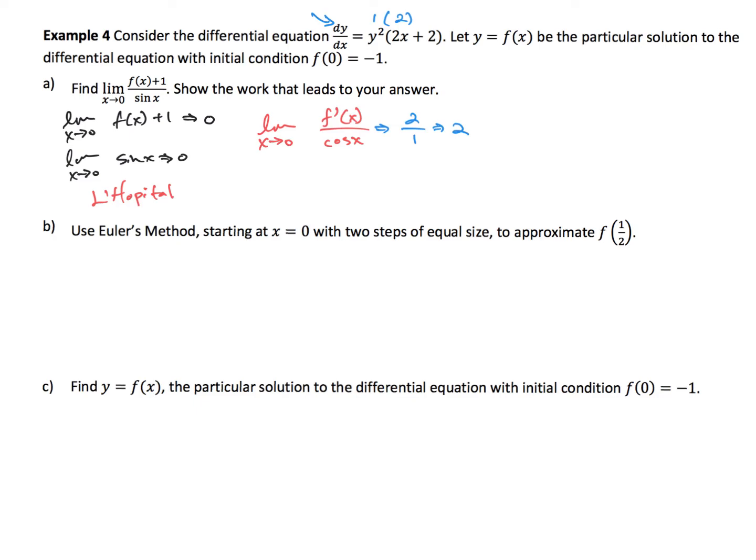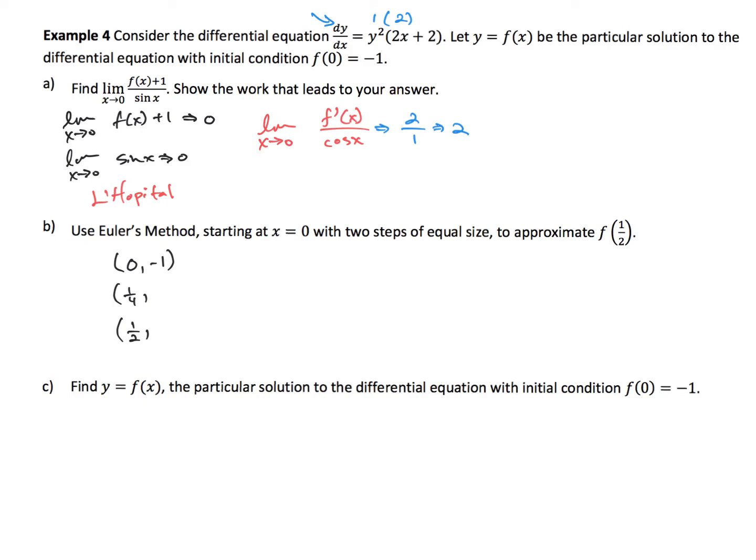All right, next part. Part B, using Euler's method, starting at x equals 0 with two steps of equal size to approximate f of 1. All right, fantastic. So this is where I definitely advise using fractions. It's going to make your life a little easier. So what's my first ordered pair? 0, -1. And then what's my next ordered pair? 1/4, comma, something. And then what's my next ordered pair? 1/2. All right, so what's my step here? Positive 1/4. All right, pretty good?